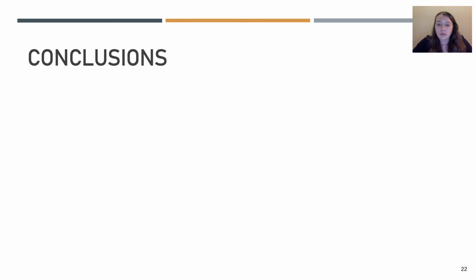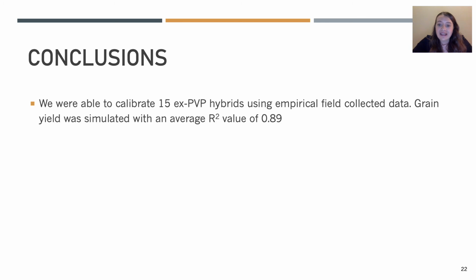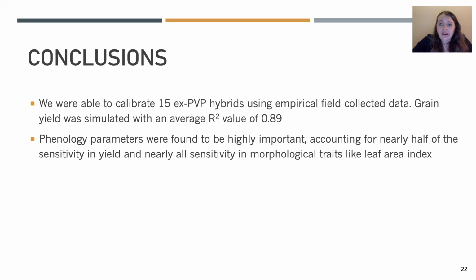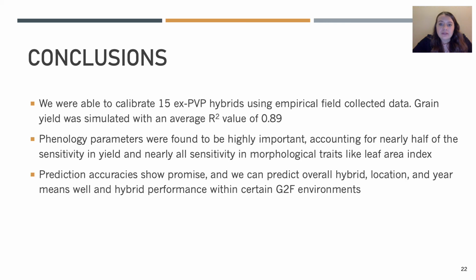So in conclusion, we were able to develop calibrations in the APSIM maize model for 15 XPVP maize hybrids and simulate our calibration trials quite well, with grain yield having an R-squared of 0.89. We found that phenology was very important in developing these calibrations as it accounted for nearly half of the sensitivity in yield and nearly all of the sensitivity in morphological traits like leaf area index. And ultimately, although I can't draw too many conclusions just yet, our prediction accuracies are showing promise, and we're able to predict well the overall hybrid and location means, as well as hybrid performance within certain locations.